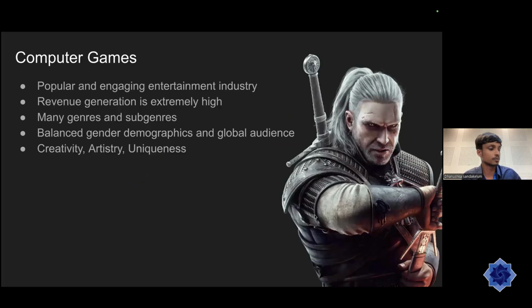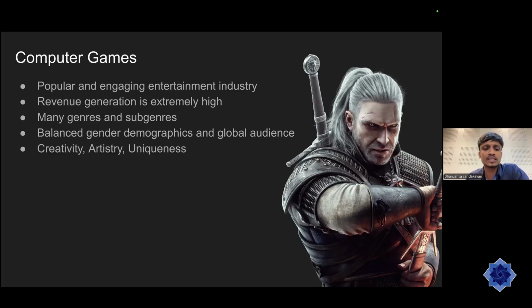Okay, so computer games. I'm not going into too much detail on the description. Basically, it's a part of the entertainment industry, right? Basically, interactive applications that anyone who likes can interact with or play. The revenue generation of this industry is extremely high. When I say the numbers later on, some of you may not even believe them, so just Google and see.